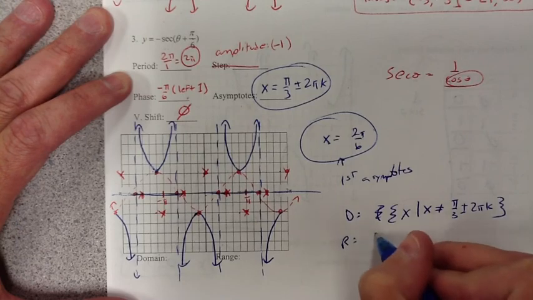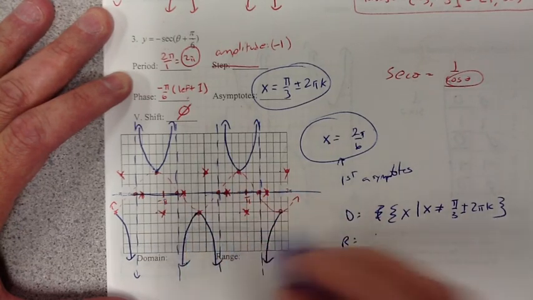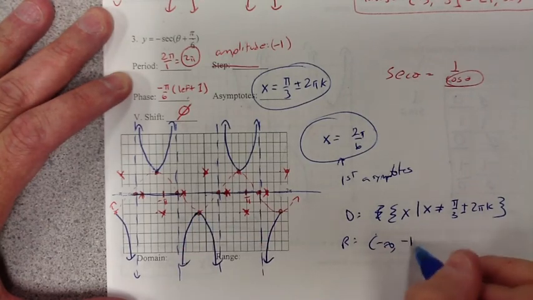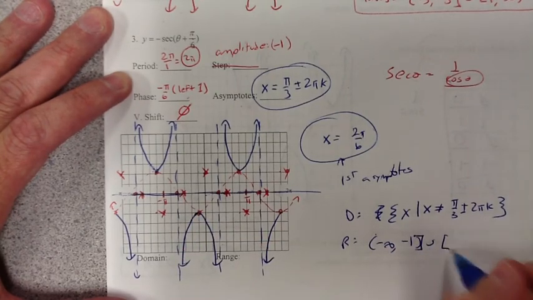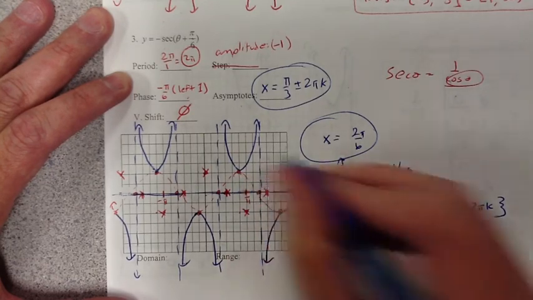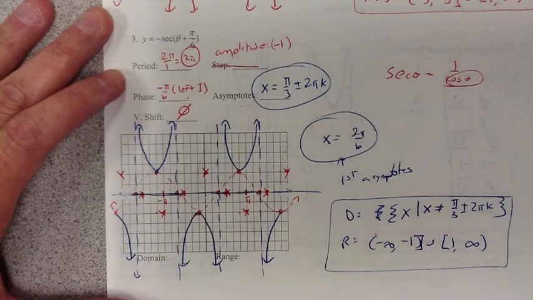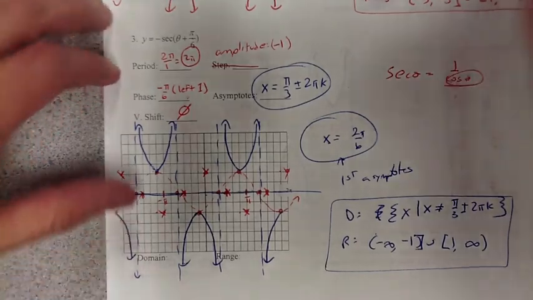The range, it's going to go from negative infinity to -1, and it can include it, or we start at 1 and go up towards infinity. And there's our domain and range. Very easy to do. Alright, let's take a look at the next one.